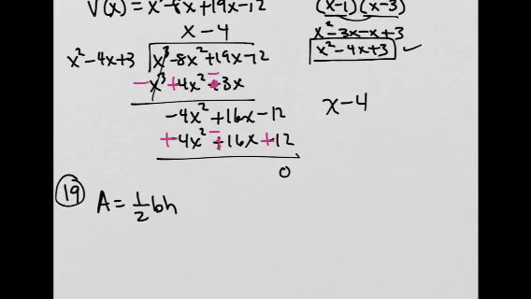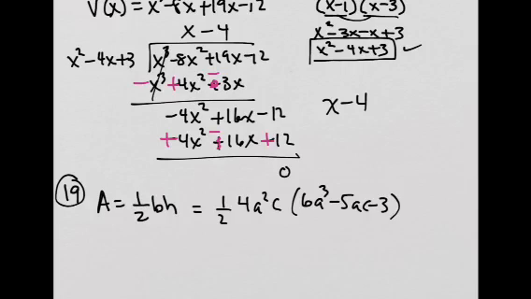Okay, so the area of a triangle is 1/2 base times height. And so they gave you the base as 4a squared c, and they gave you the height as 6a cubed minus 5ac minus 3. Okay, so it says write and simplify an expression for the area.